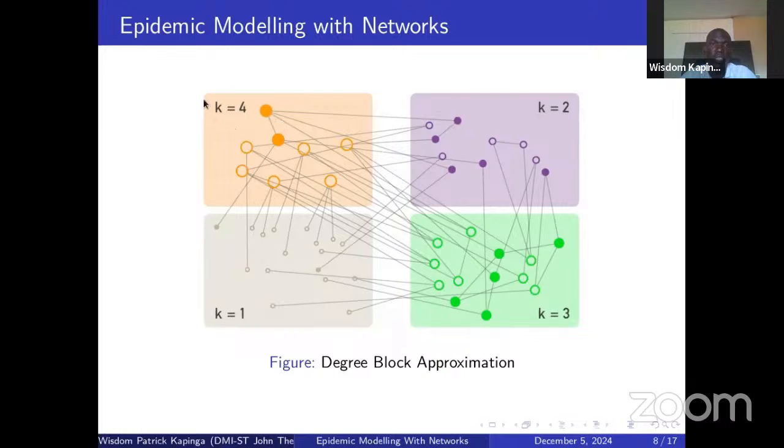And so you see that in this block, we're saying K, which is the degree, is equal to 4, which means every person in this block has 4 contacts, and everyone in this block has two contacts, and here they all have 3 contacts. So as I was saying, we have a model for this block, a model for this block, and a model for this block. So we will do that for every degree that you have in your population.